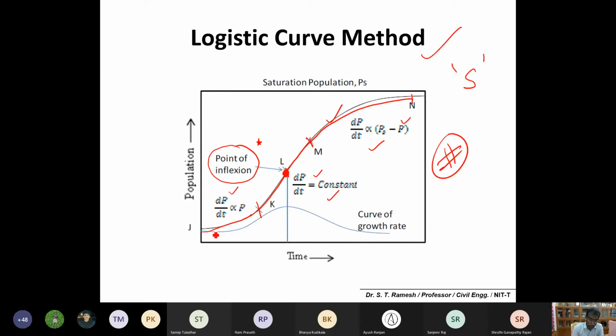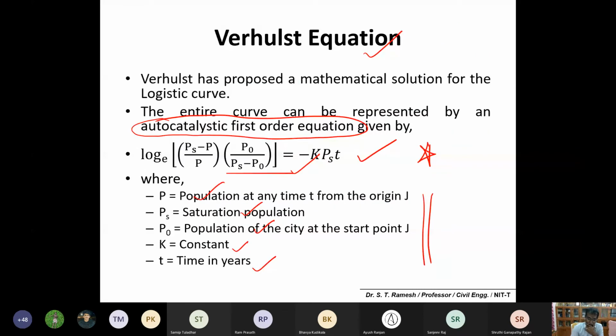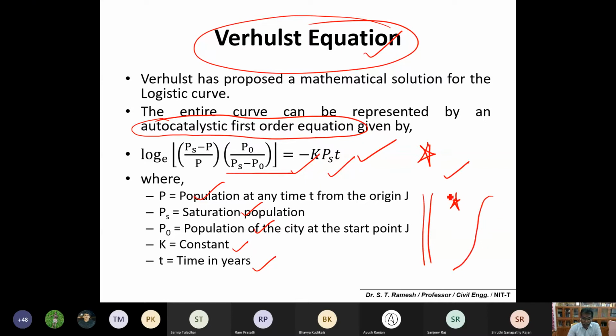The population logistic curve is mathematically represented by this equation. It has been proposed by the Verhulst equation. So please remember this equation, the Verhulst equation, to determine population growth. The S-shaped curve, the entire curve, is represented by this first order equation. Is it okay?